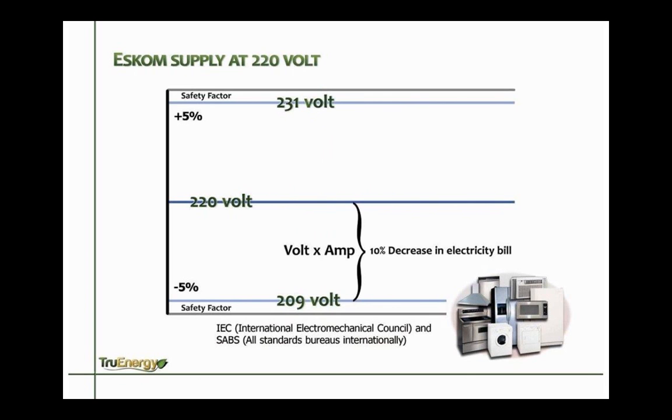Because we pay volt times amp, by dropping the 220 volt down to the minimum of 209 volt, we can decrease our electricity bills by as much as 10%.